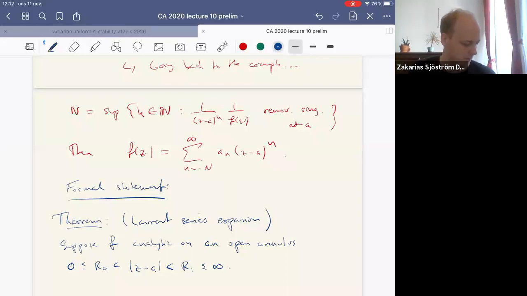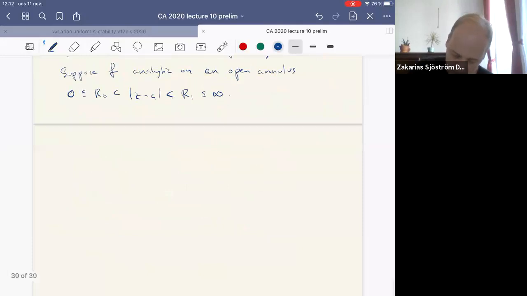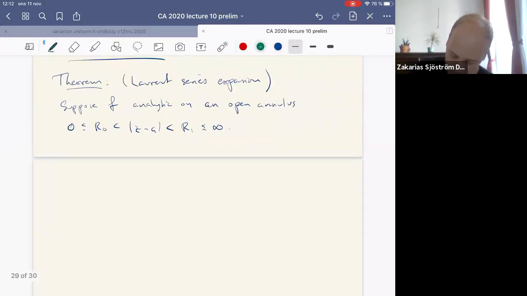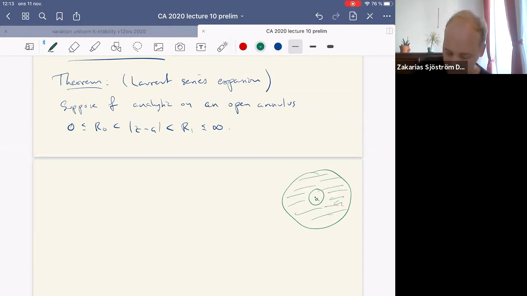Okay, so you have such an annulus. So let's do a picture here. Okay, maybe I make the interior circle smaller. Okay, and inside here you have A. So you're looking at this kind of set. So it's analytic on this set, and here you have the R0, and here you have the R1 radius.